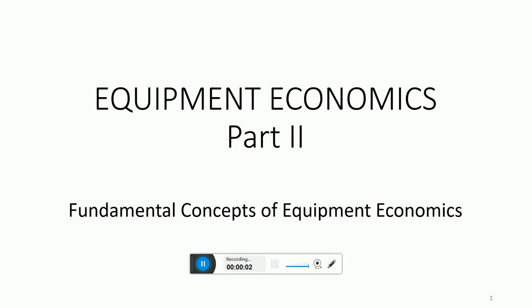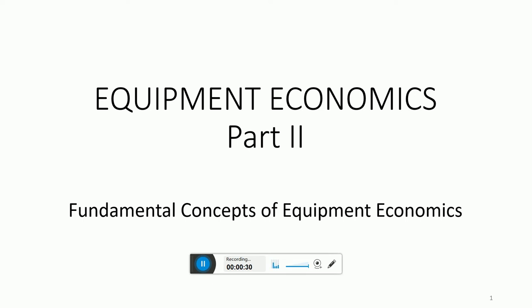Bismillahirrahmanirrahim. In our previous lecture, we discussed the fundamental concepts of equipment economics and different concepts related to interest. This lecture is the continuation of our previous lecture, and we will discuss more about the concepts of equipment economics.